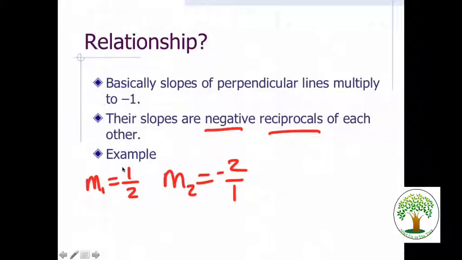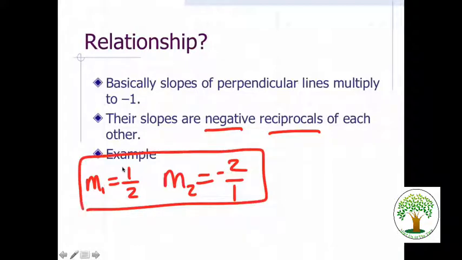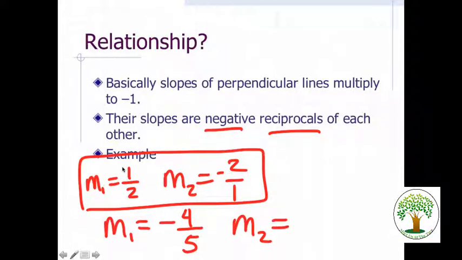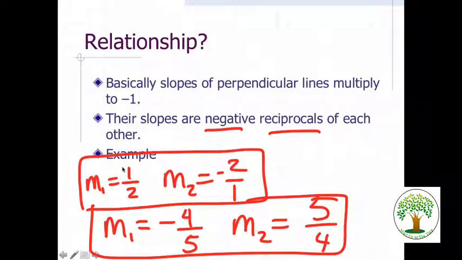So these two lines, if they had these slopes, would be perpendicular. Let's do another one. M1 is going to be -4/5. What's the perpendicular slope going to be? What's the reciprocal of 4 over 5? 5 over 4. And what about if it's already negative? Positive. Then the other one's positive. Okay? So these two would be perpendicular to each other.